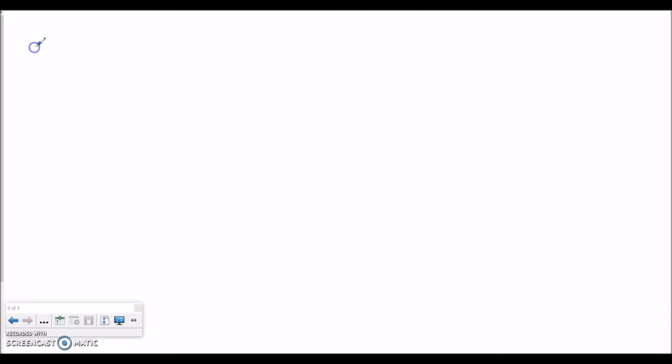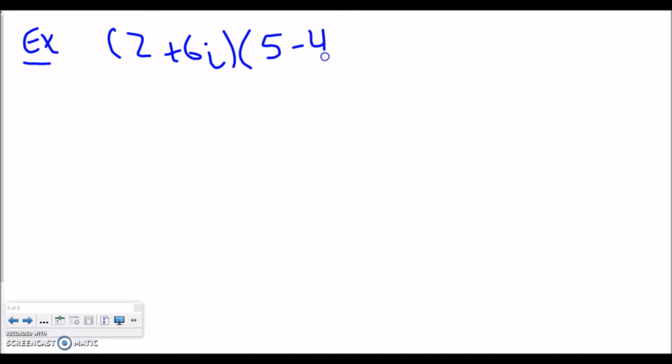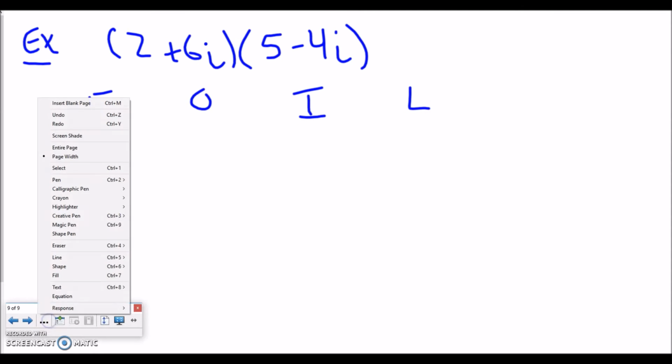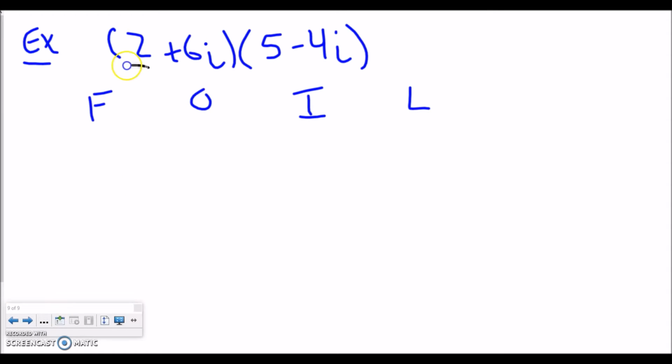Let's look at multiply. 2 plus 6i parentheses 5 minus 4i. What do we do when we have parentheses, parentheses? FOIL. We have to remember that this multiplying requires FOIL. So first means 5 times 2, that is 10. Outer means 2 times negative 4i, that's negative 8i.